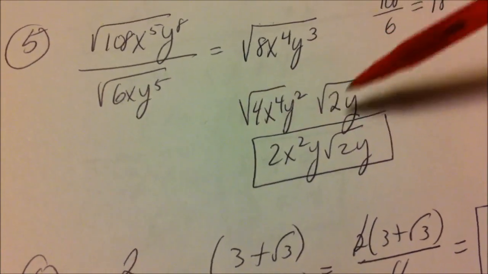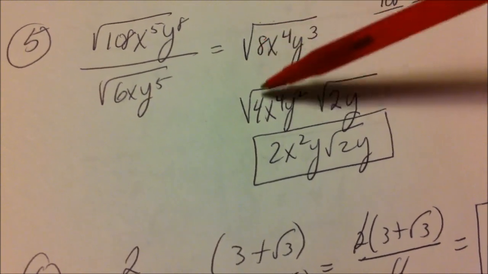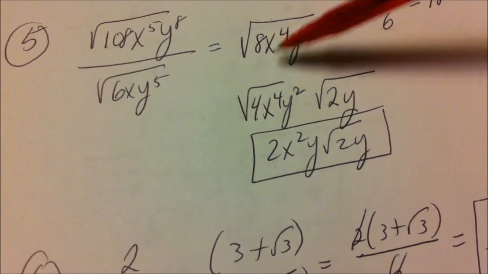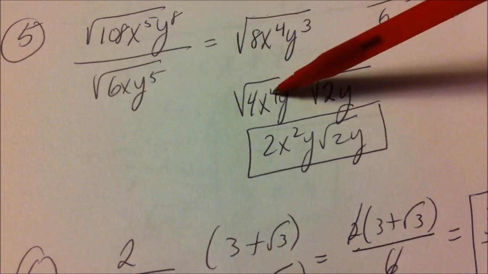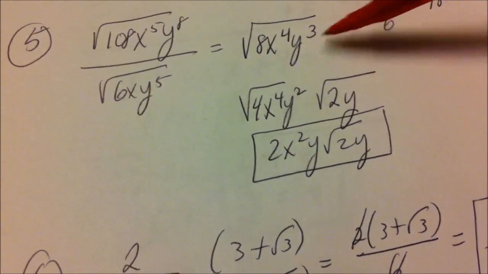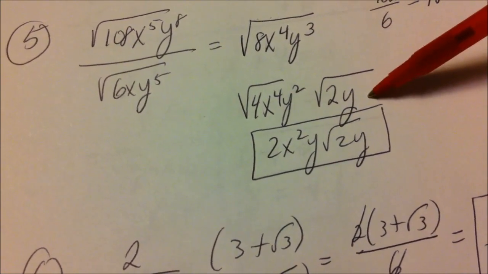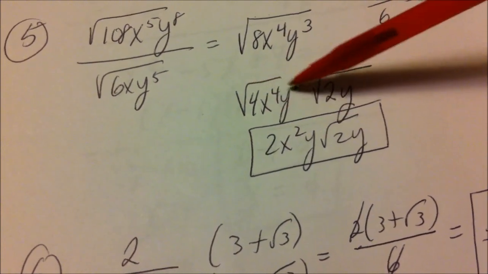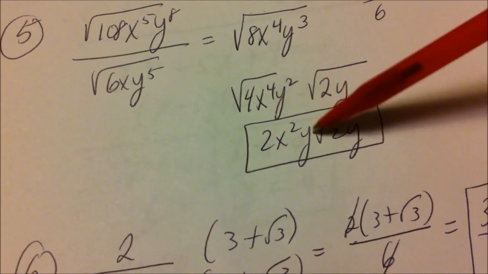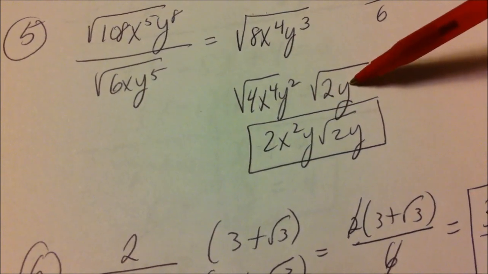Perfect up front, non-perfect in the back. 8 you break down as 4 and 2. X to the 4th is all perfect because it's divisible by the root of 2. Y to the 3rd is y squared and y. Take the square to the front, which is 2x squared y. You always do power over root, and you're left with radical 2y.